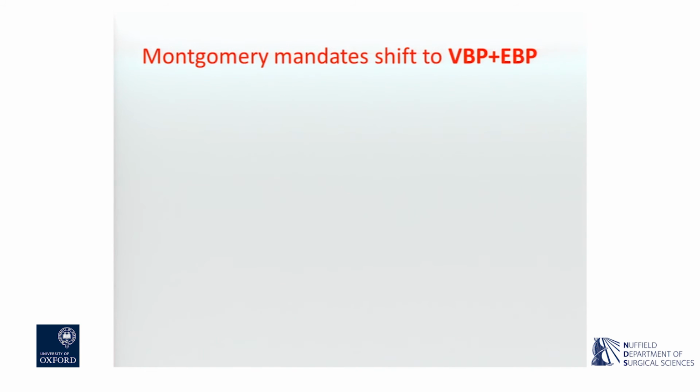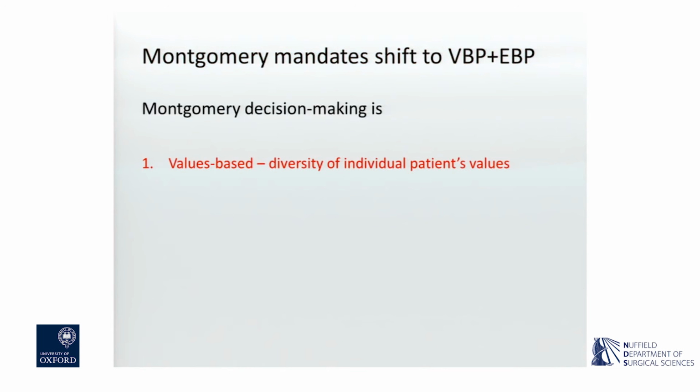So one take on Montgomery, and of course, like all these things, there are other possible takes, is that what it's actually mandating is a shift to an approach that is combining values and evidence-based practice. It's about recognizing the diversity of our individual values when we're patients and making these difficult decisions. It is about working within the expertise of clinicians and ourselves as experts. It's not about futile options.